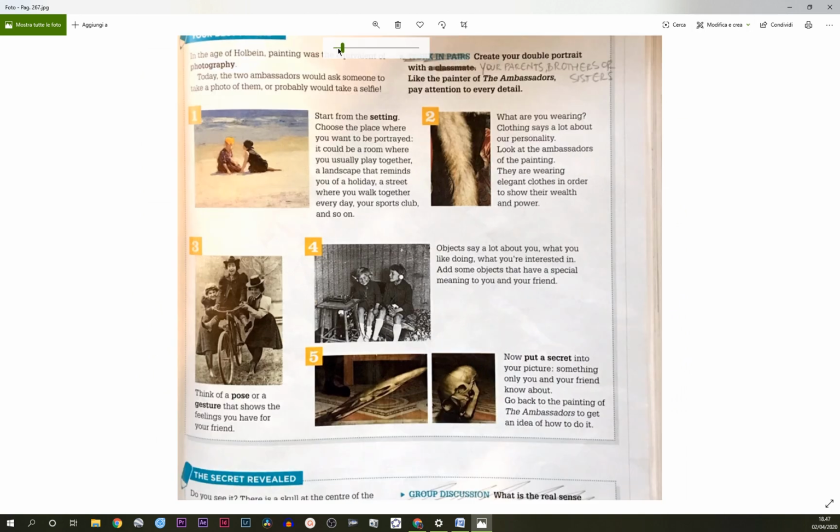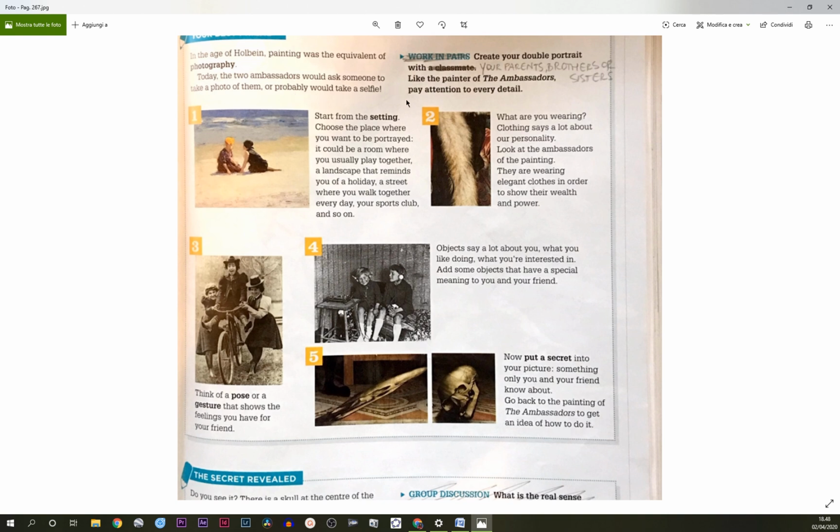Now, in the age of Holbein, painting was the equivalent of photography. Today, the two ambassadors would ask someone to take a photo of them, or probably would take a selfie.